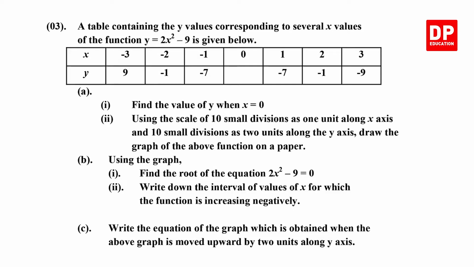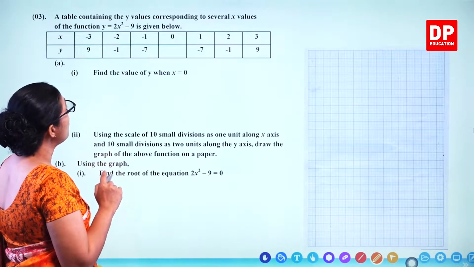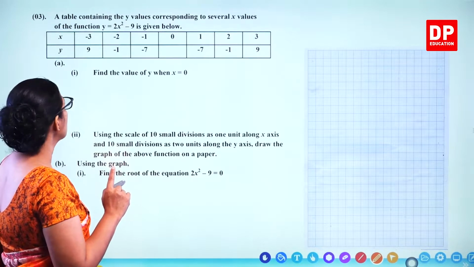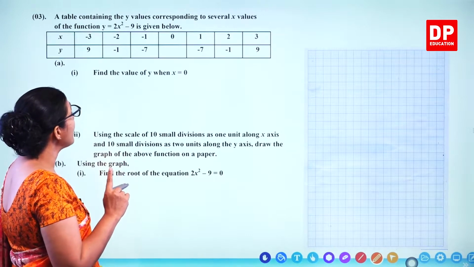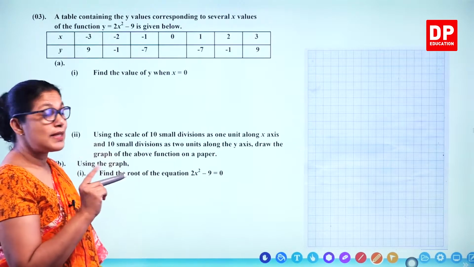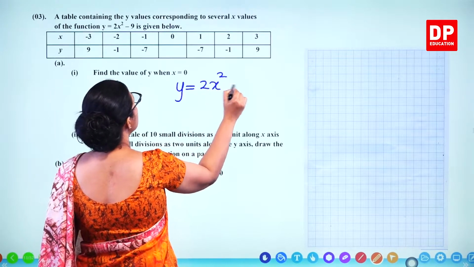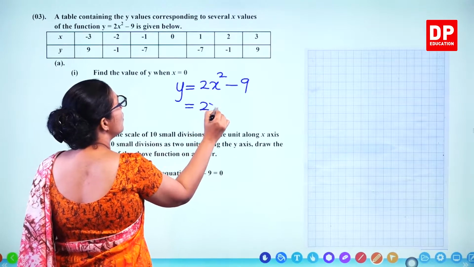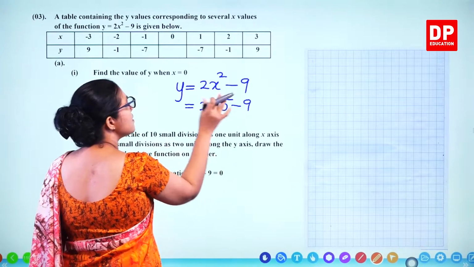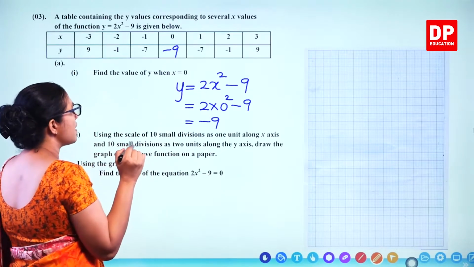Question number 3 is a quadratic graph. You have to draw the graph and answer the given questions. A table containing the y values corresponding to several x values of the function y equals 2x squared minus 9 is given below. Find the value of y when x equals 0. So just substitute the value. 2x squared minus 9 when x equals 0. What happens? This becomes 0. You get minus 9.